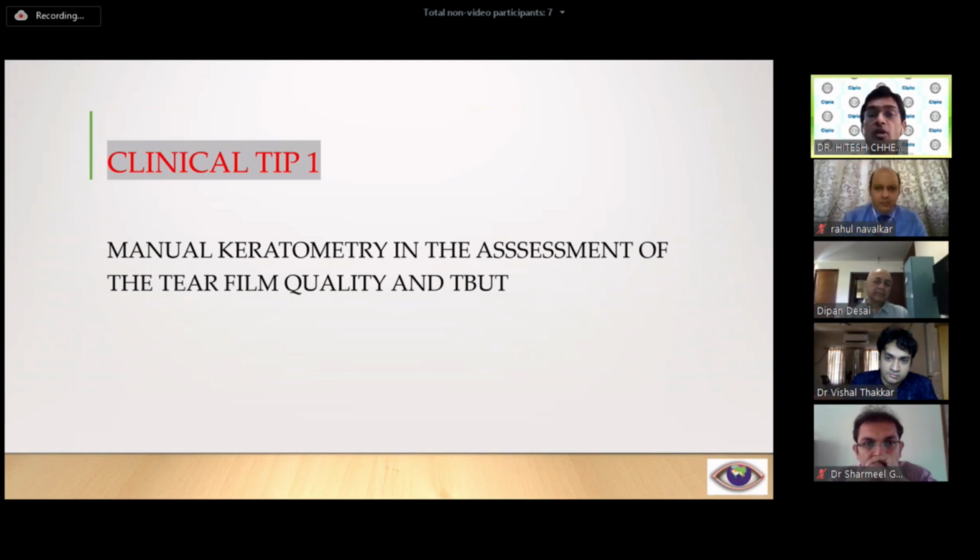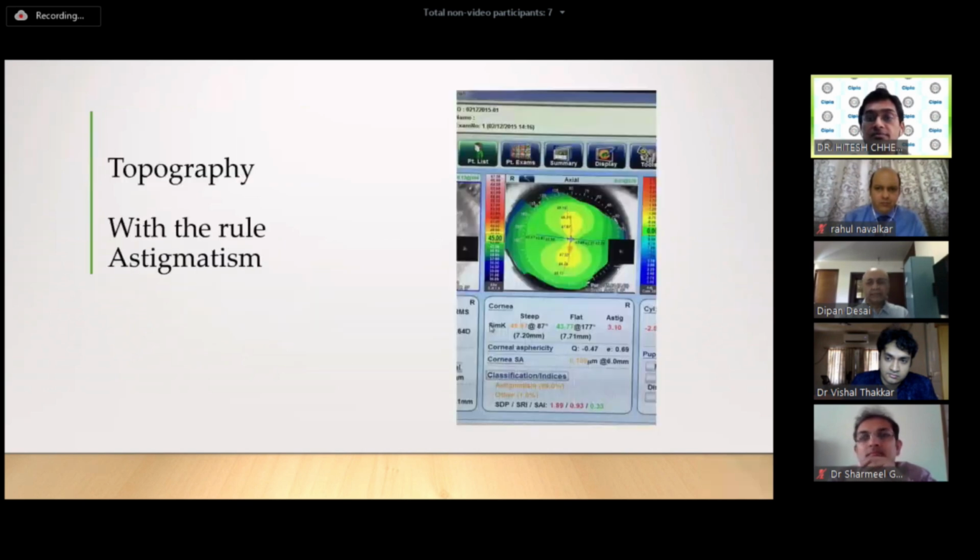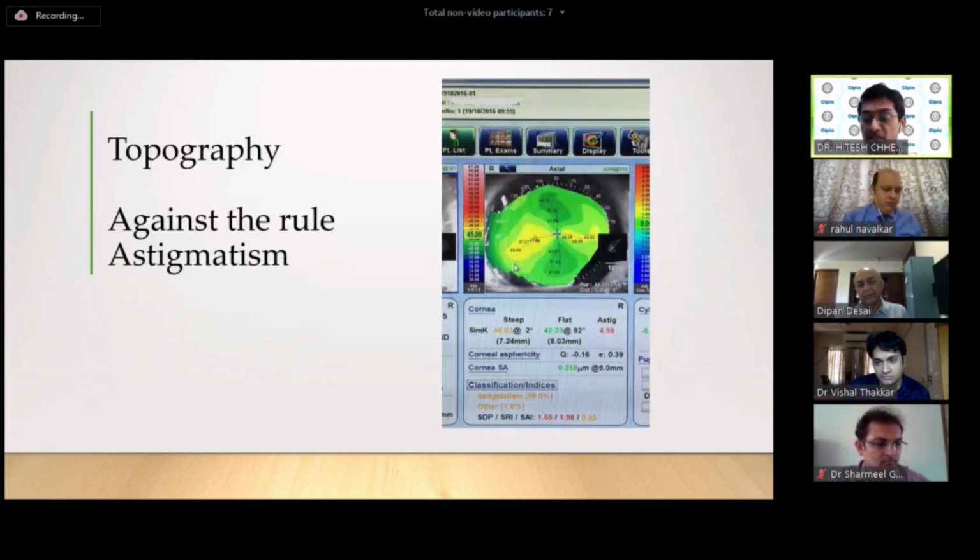You should all be versed with the pictures of these with the rule and against the rule astigmatism. This is with the rule astigmatism with the vertical lines, where you can correct up to 1.5. Against the rule astigmatism usually does not get corrected with LRIs. LRIs have very minimal role in these cases.